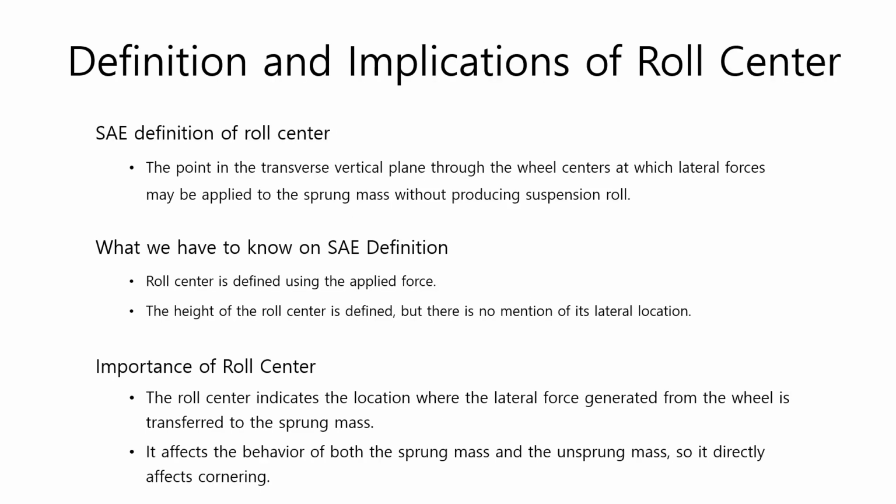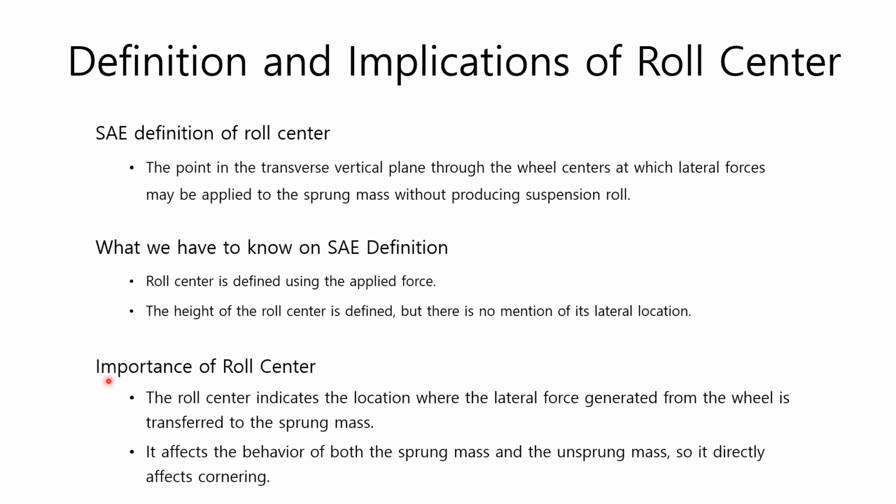Let's find out the definition and meaning of the roll center. The roll center definition of SAE International is expressed as: the roll center is the point in the transverse vertical plane through the wheel centers at which lateral forces may be applied to the sprung mass without producing suspension roll. What we have to know on the SAE definition is that roll center is defined using the applied force and the height of the roll center is defined, but there is no mention of its lateral location.